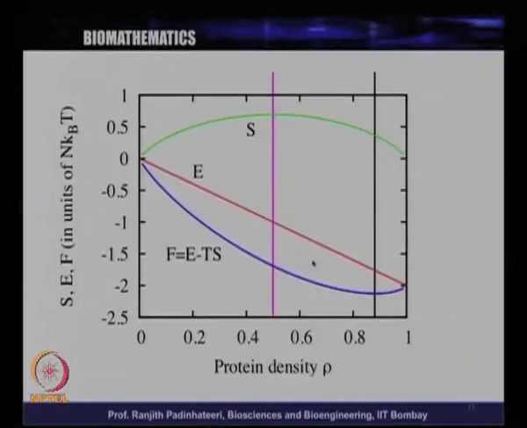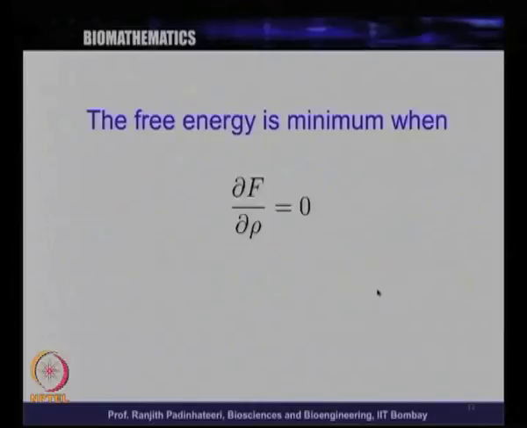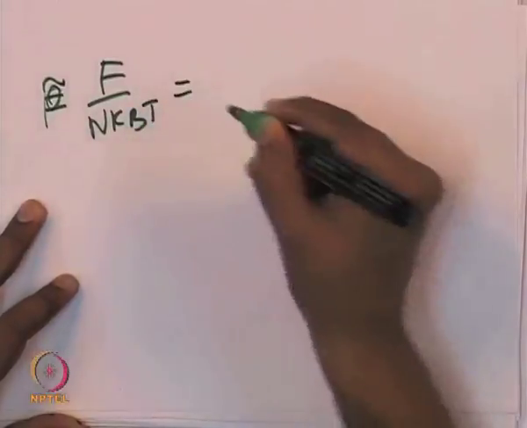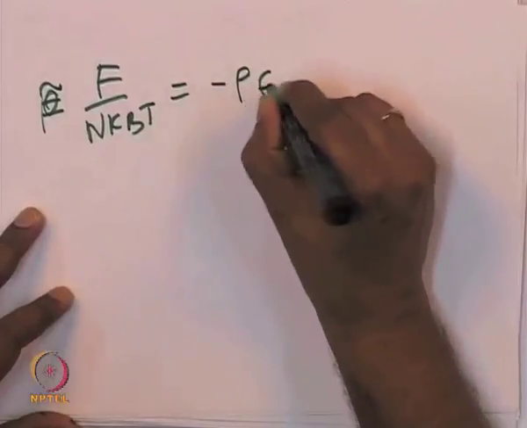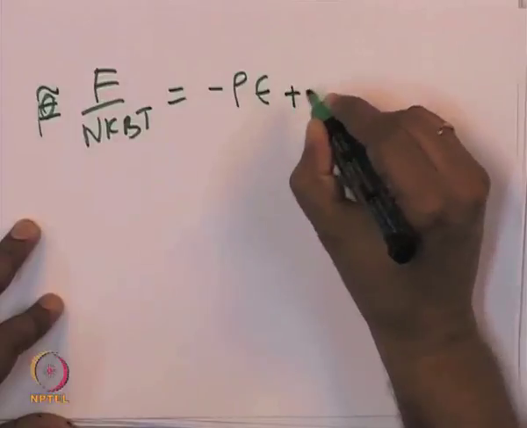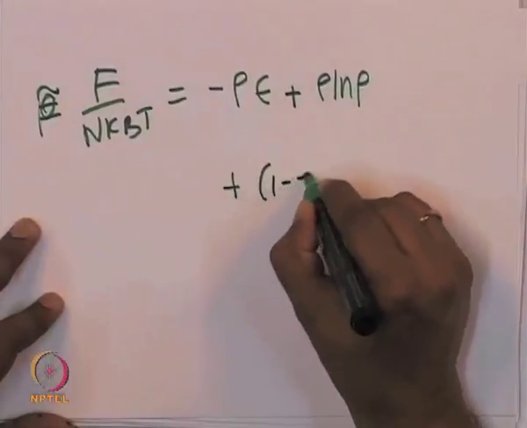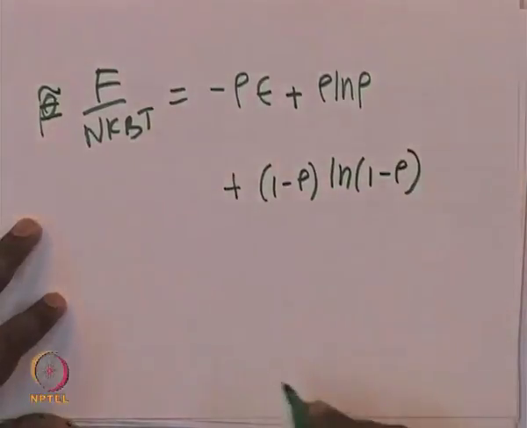Now, we want to find some general formula for this minimum of free energy. We said that if we have an expression f of rho, the free energy minimum can be calculated by setting the derivative del f by del rho equal to 0. We will do this with f by kBT. Let us call this f tilde, we will take f by n kBT and minimize this, which is basically minus rho epsilon plus rho log rho plus 1 minus rho log 1 minus rho. This is our f tilde.